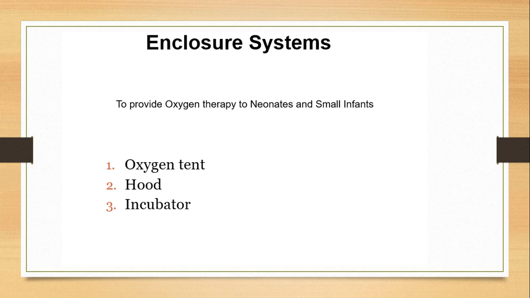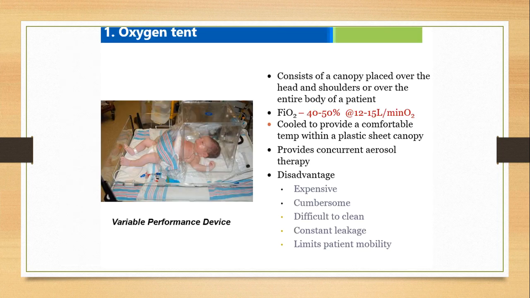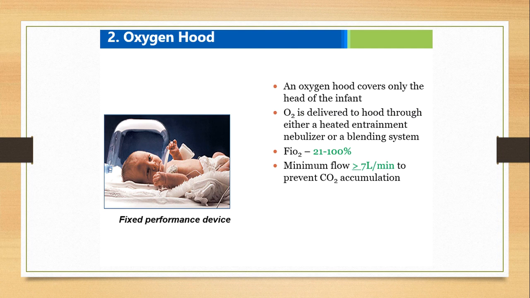Coming to the enclosure devices. These enclosure devices are predominantly used for infants and neonates. These are oxygen tent, hood and incubators. The oxygen tent delivers about 40 to 50% FiO2, and 12 to 15 liters of oxygen is required. It is usually maintained at a temperature comfortable for the infants, and it can be used for concomitant aerosol therapy also. The disadvantages are that it is expensive, hygiene is difficult to maintain, there is constant leakage, and of course it limits mobility. The oxygen hood covers only the head of the infant.